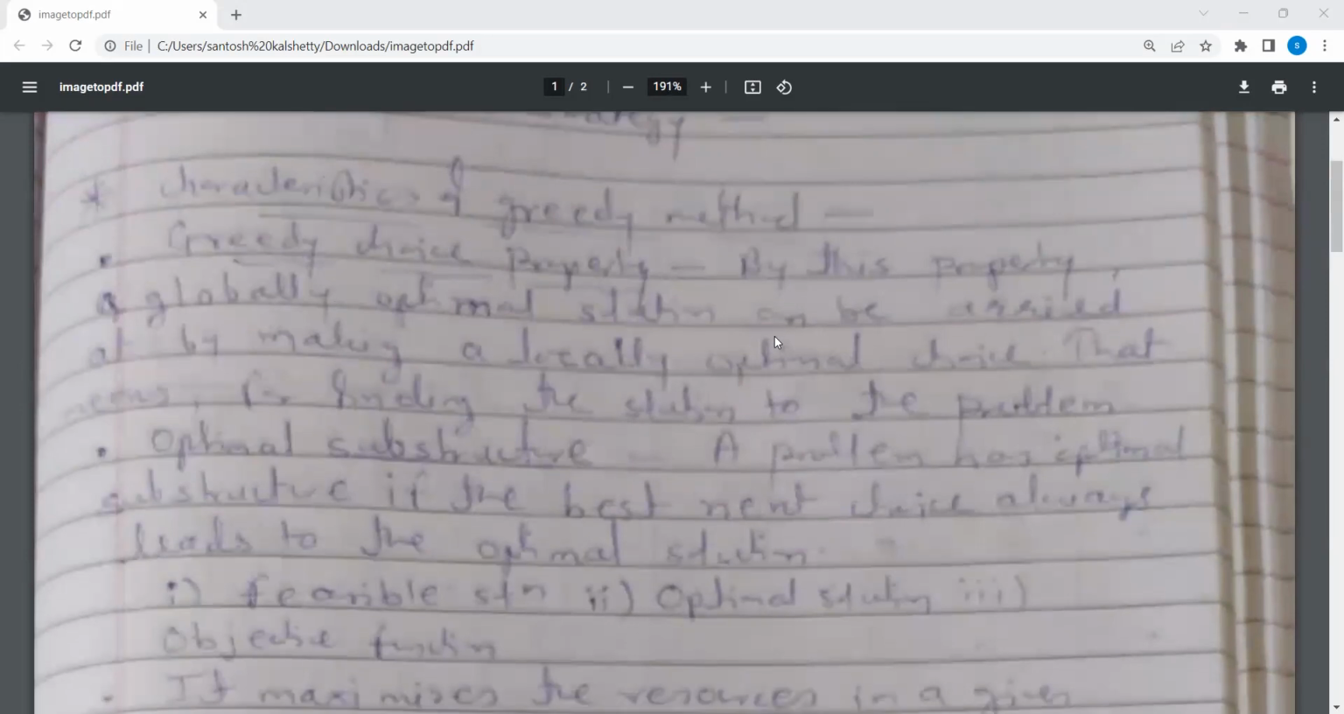First important question is characteristics of greedy method. This is an important question asked in previous year exams. What are the characteristics of greedy method?